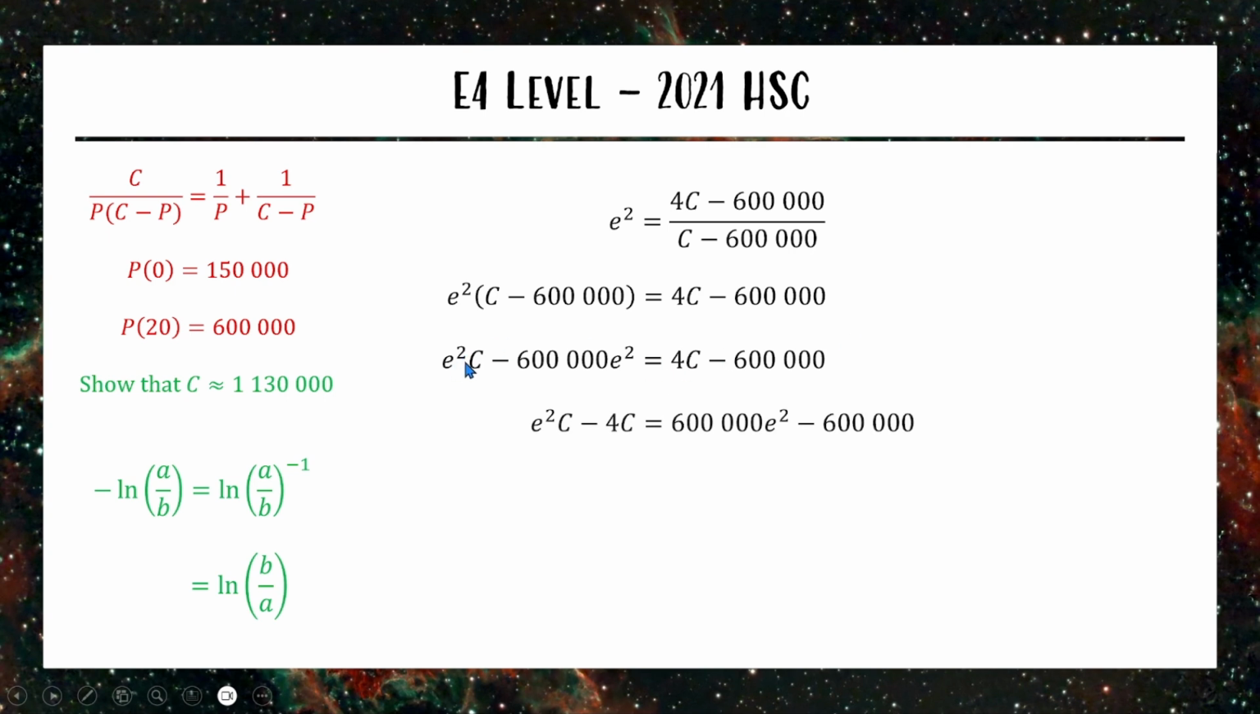So we're going to have e squared c is still here. Bring the 4c across the left. We're going to keep the negative 600,000 there, and we're going to add the 600,000 e squared across to the right. Almost there. Factor the c out of the left-hand side. Factor the 600,000 out of the right-hand side. Then we can just divide this e squared minus 4 across to the right. And now, thank God, we have something we can put into a calculator.